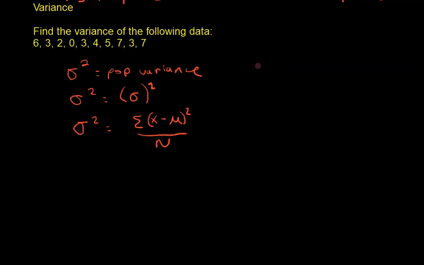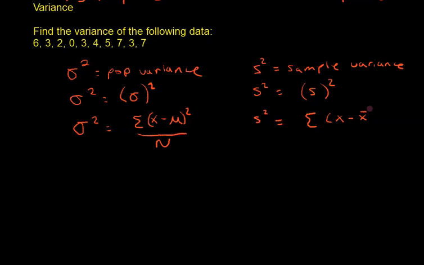Now for sample variance, S squared is the notation that we use. This means sample variance, the variance from a sample. S squared is, of course, the sample standard deviation squared. You could also write the equation like this: the sum of the squared differences from the sample mean divided by n minus 1. You don't have the square root because it cancels with the square.